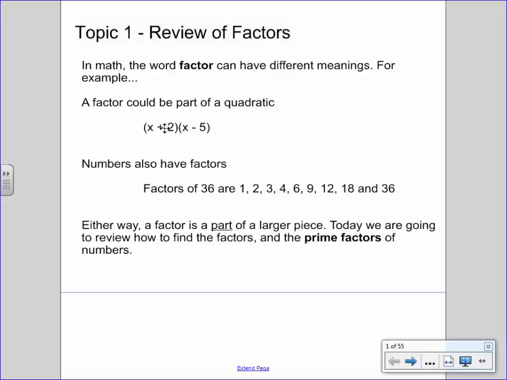You could break up a quadratic into these two parts, but you can also just factor numbers. This is like grade 7 or 8, where you find the factors of a number. For example, do you know what I'm talking about when I say the factors of 36 are all these values? Why is 5 not a factor of 36?